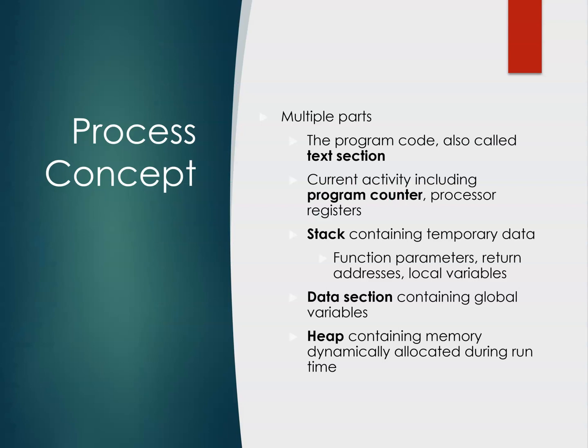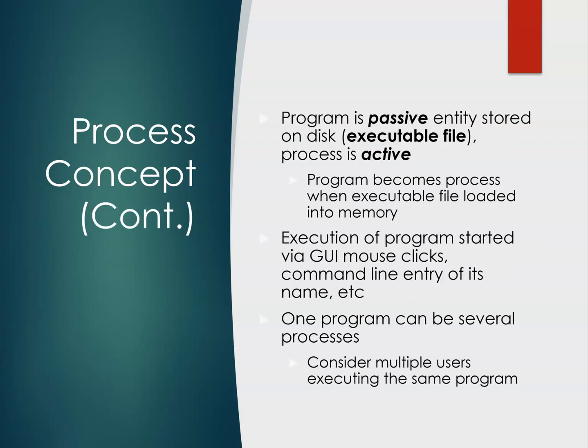So here are some concepts. The program, also called the text section, is the actual machine code for the program. The current activity includes a program counter as well as a processor register set. There's a stack containing temporary data, for example, function parameters, return addresses, and local variables. There's a data section containing global data, and a heap containing memory that's dynamically allocated during runtime. Think of new in C++ or other languages.